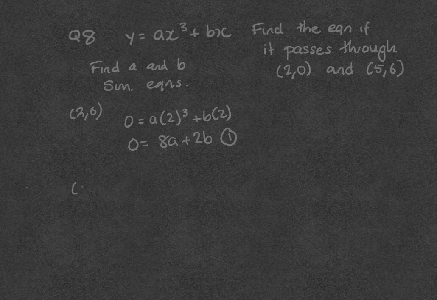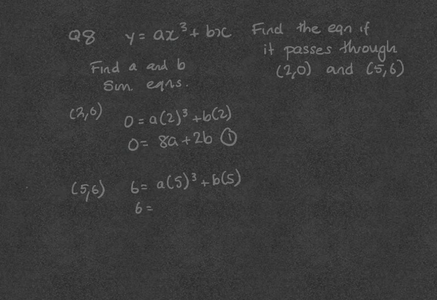Next one is (5, 6). So we're putting 6 equals a times 5 cubed plus b times 5. We get 6 equals 125a plus 5b. And that's our second equation.